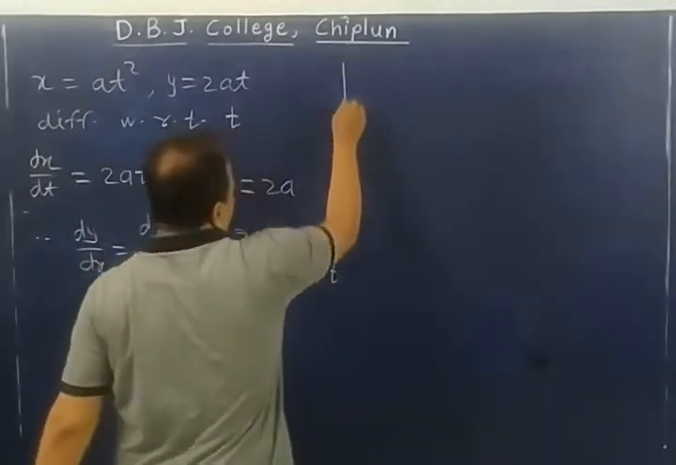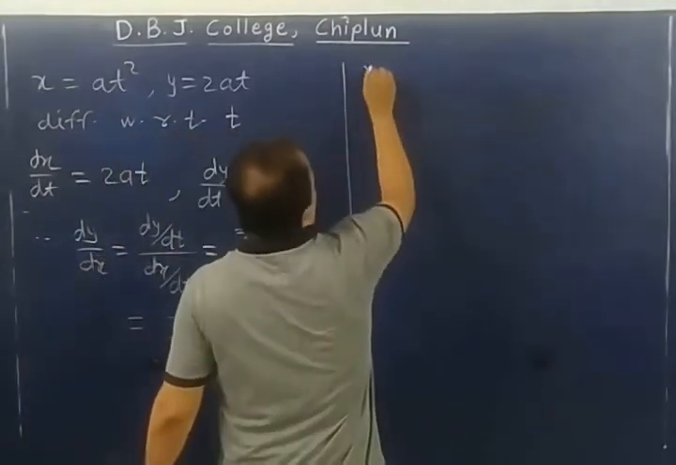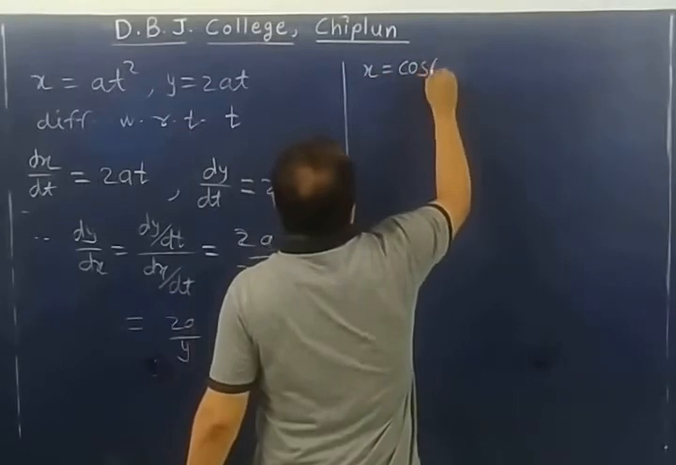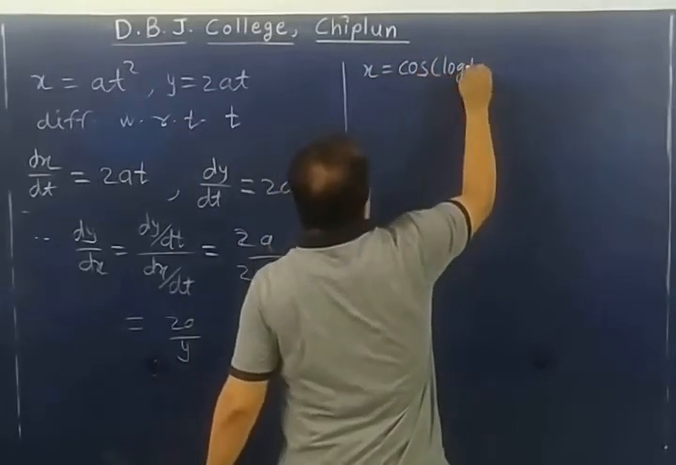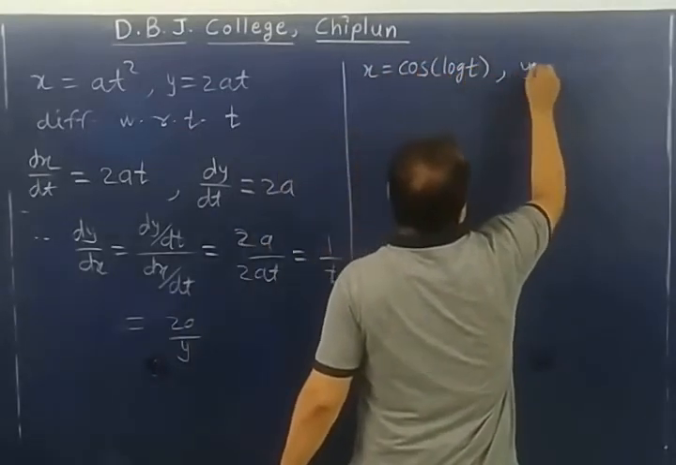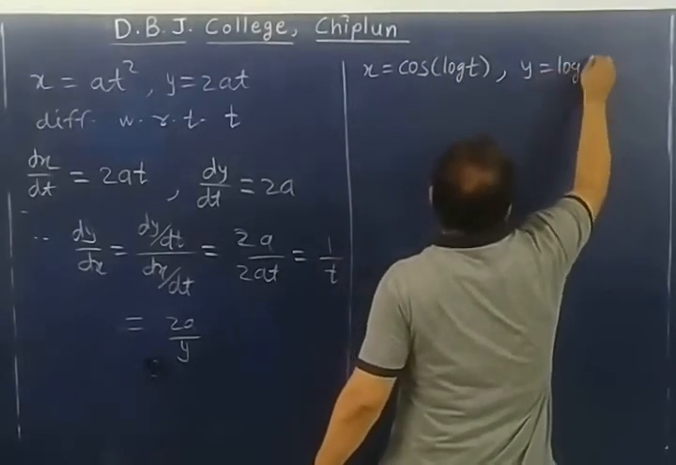Let me take the second problem. x is equal to cos of log t and y is equal to log of cos t.